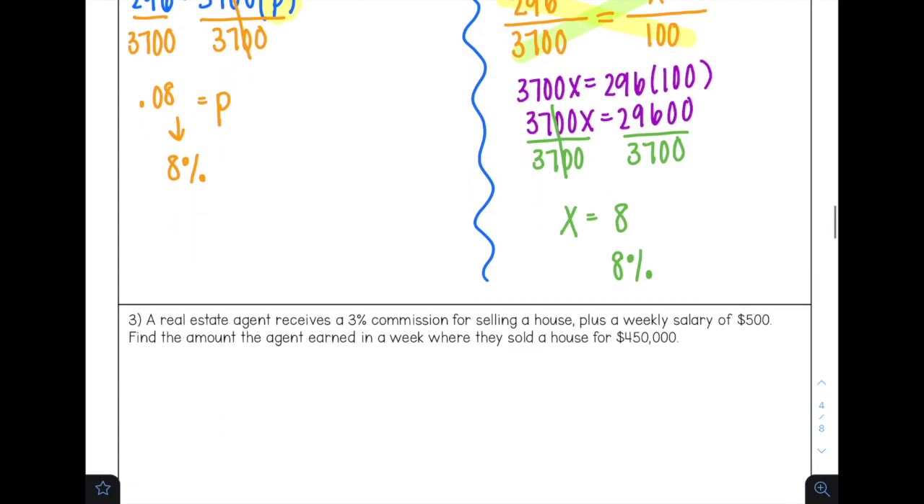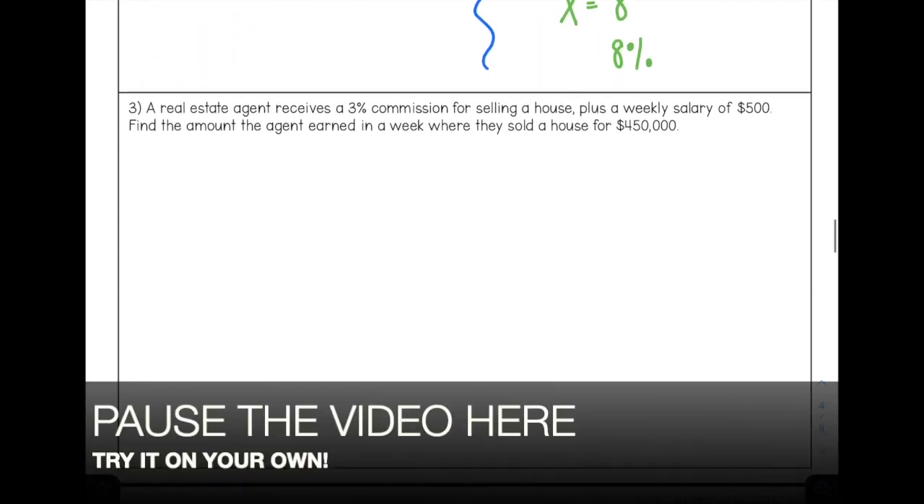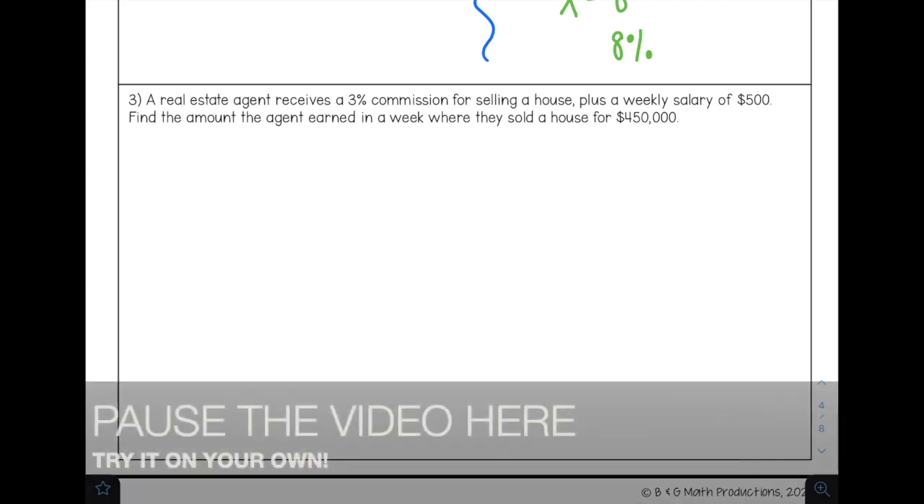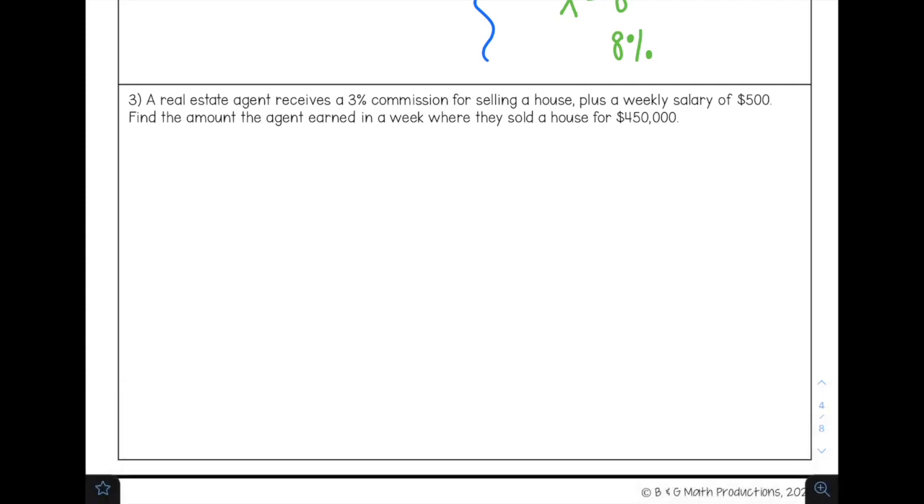All right, for the last question, number 3, try this one on your own. Pause the video and then come back at the end and check your answer. Okay, so this problem has 3% commission. We have a real estate agent who has a weekly salary of $500, and he gets a commission, and he has a house that was sold for $450,000.